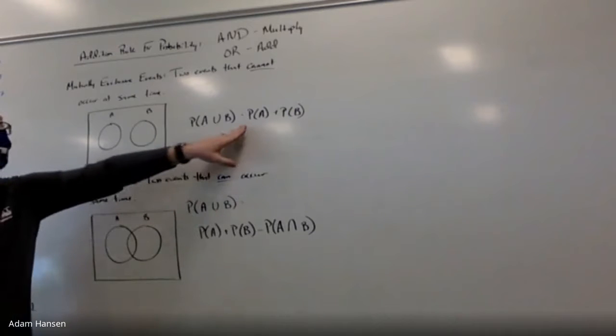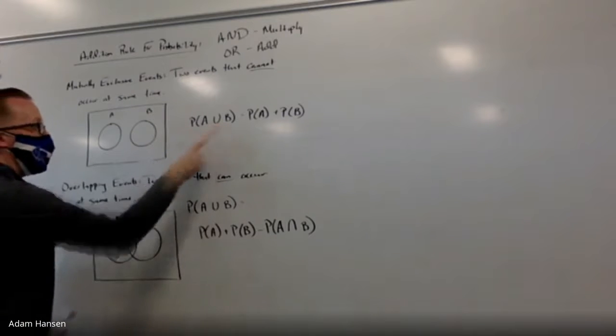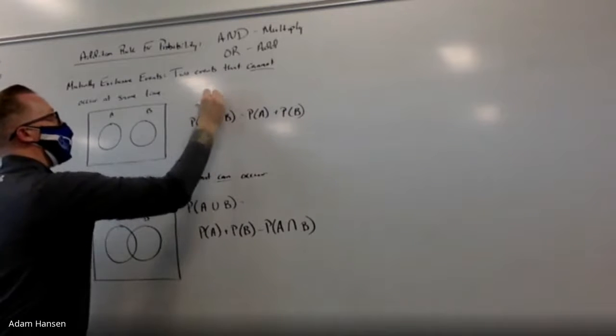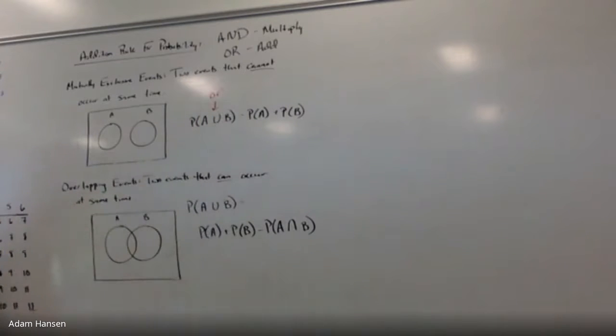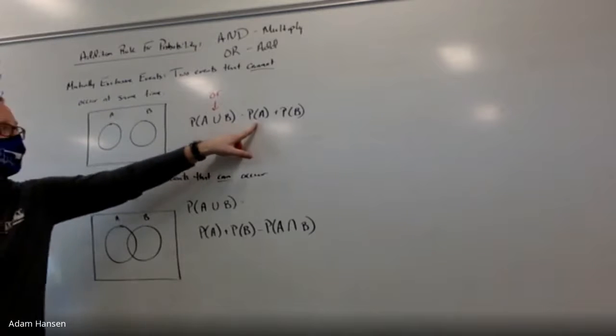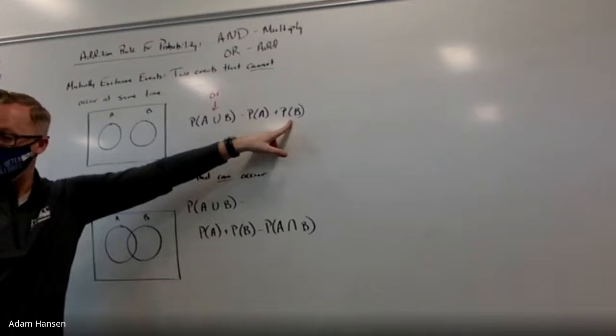I'm going to use this rule on the board to add those probabilities together. The probability of event A or event B, this U symbol here, is short for union. Basically means or. What's one or the other? To find the probability of A or B happening, I take the probability of A and the probability of B, and I add them both together.